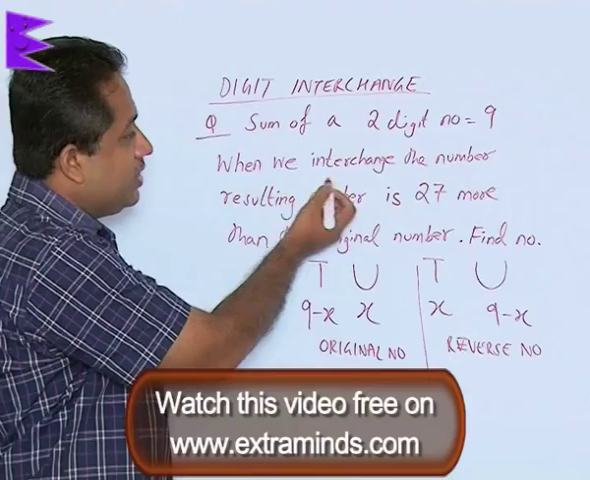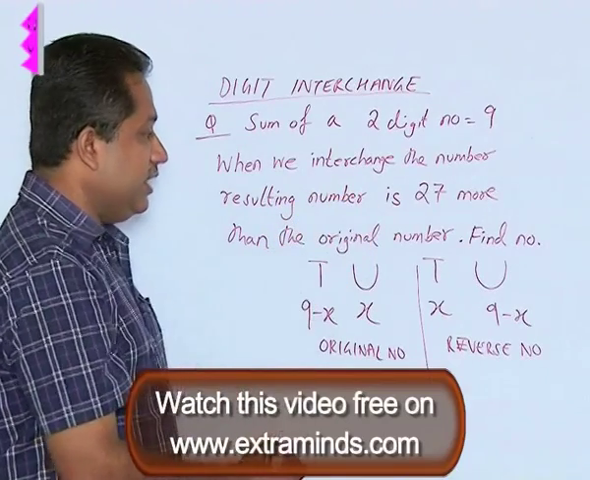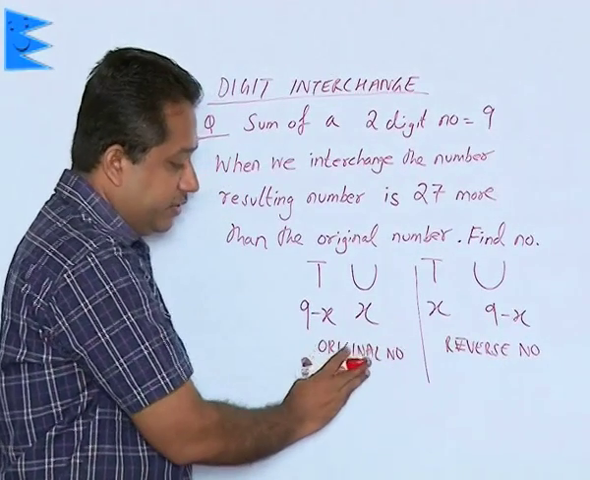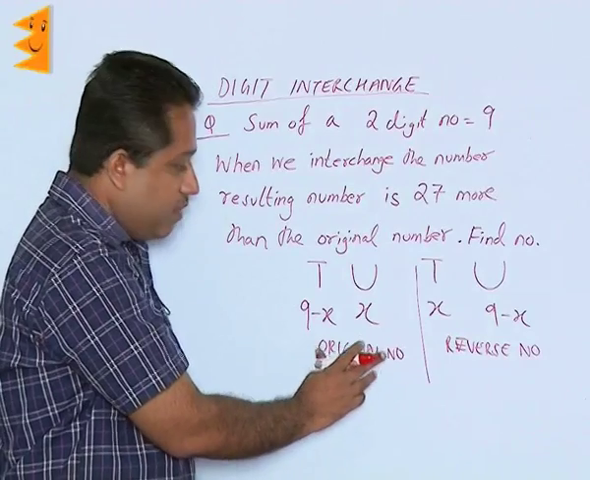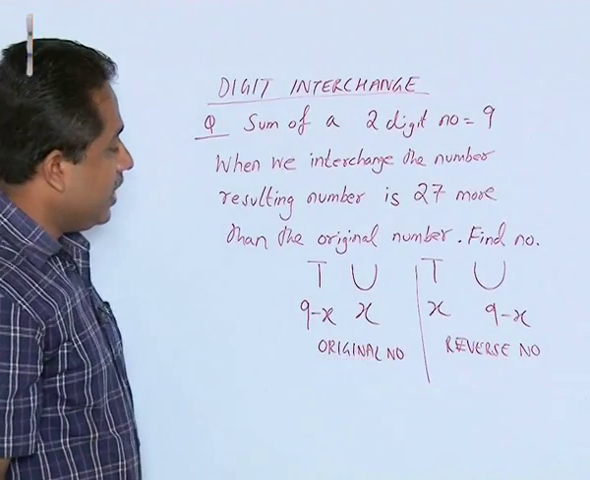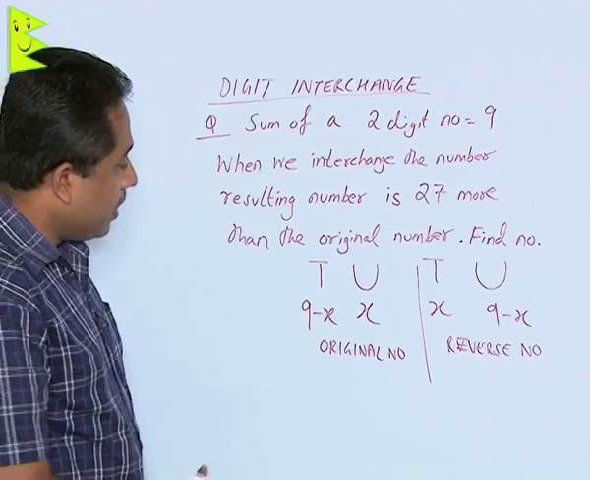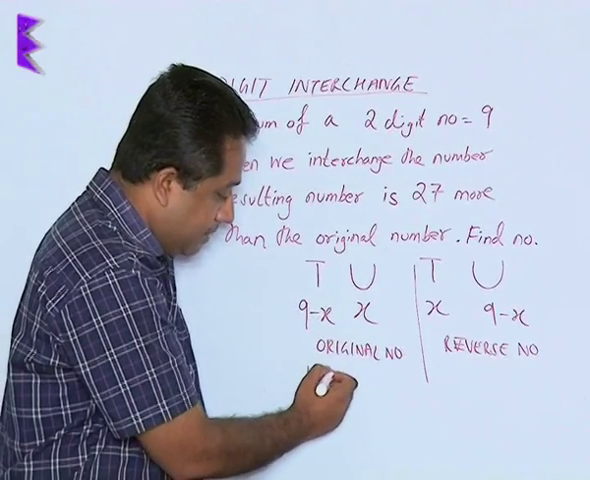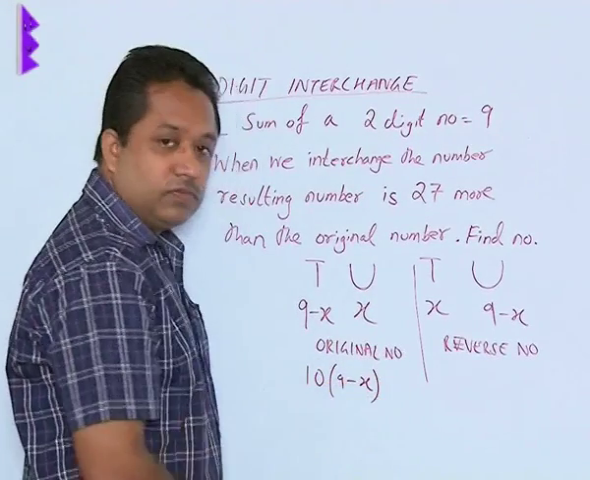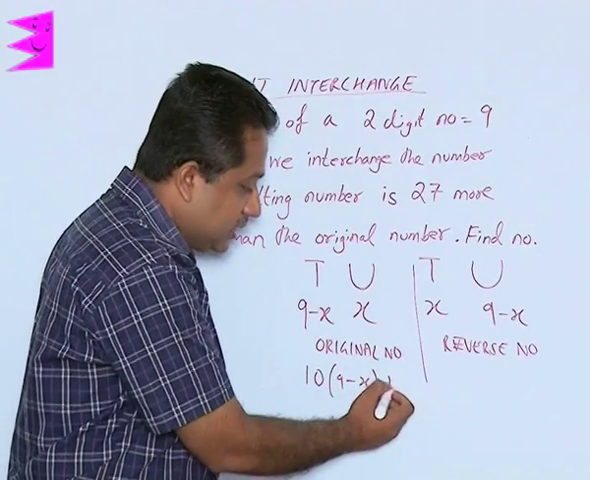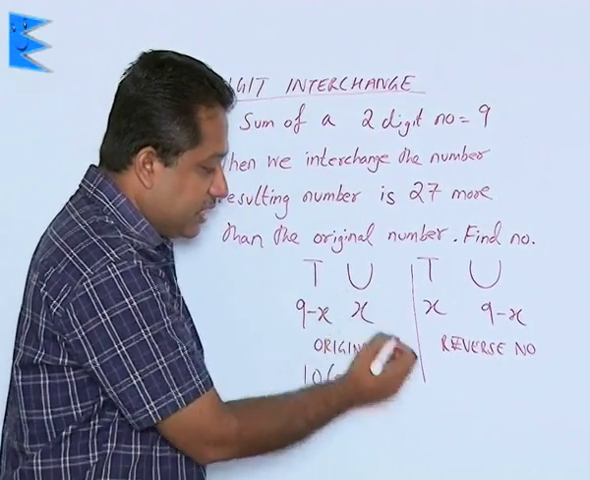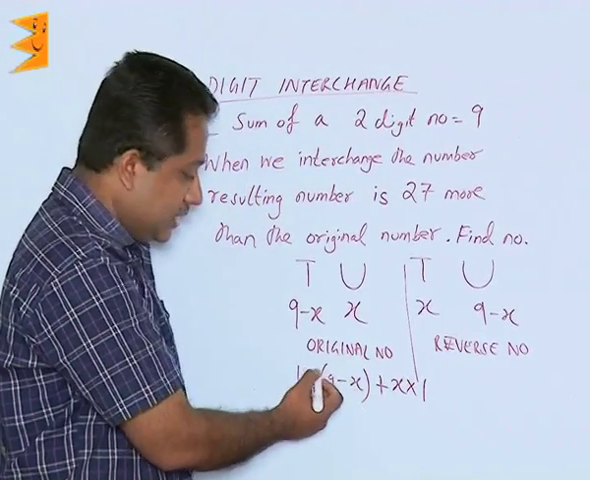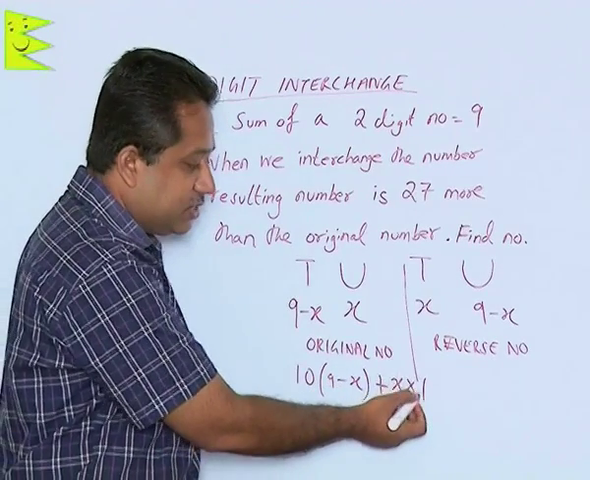Now, look at the question. When we interchange the number, the resulting number is 27 more than this original number. So, we can say that this particular number is 27 more than the original number. How do we find the value of the original number? The value of the original number can be found by multiplying the digit at the tens place with 10. So, this will become 10 into 9 minus x, because it is in the tens place, plus we have to add the units digit, we have x, and that has to be multiplied with 1. So, we have on the left side the original number as 10 into 9 minus x plus x into 1.